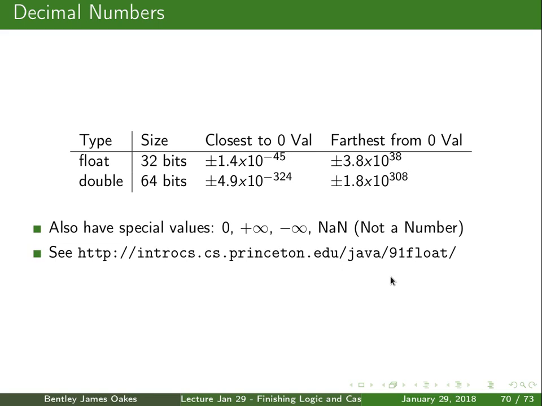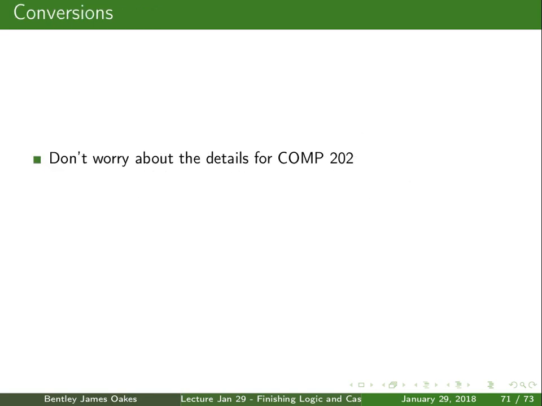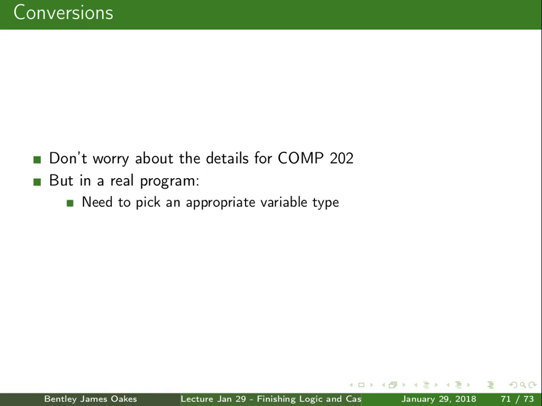These numbers have special values. They have 0, positive infinity, negative infinity, and then we already saw in this class not a number, which we won't really talk about again. Okay. We're not going to worry about the details, especially for converting between floats and doubles. But if you're programming for real, you want to pick an appropriate variable type. Some variable types are twice as large as others, which doesn't matter when you have, say, 5 variables. But if you had 1 billion variables, which isn't impossible, you'd be using twice the size that you need to.